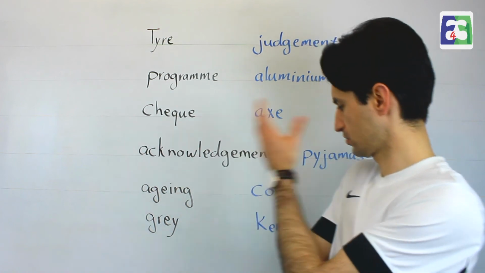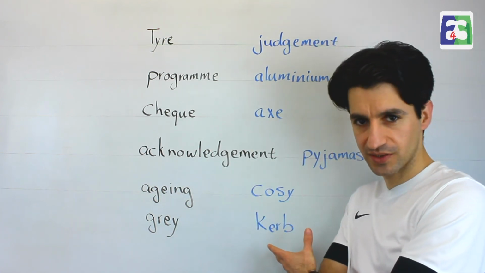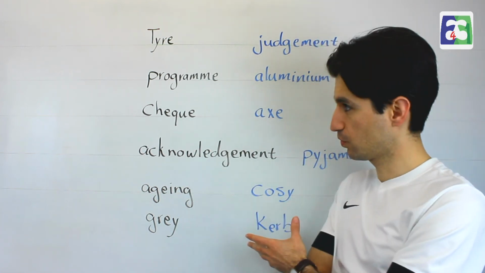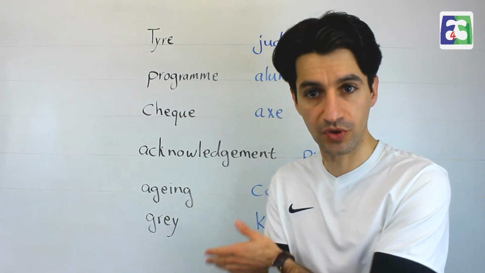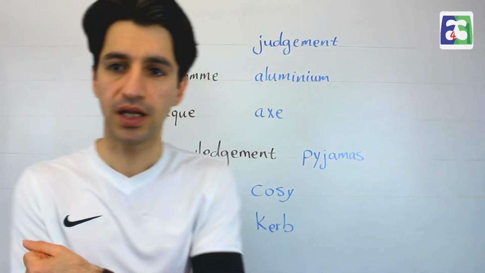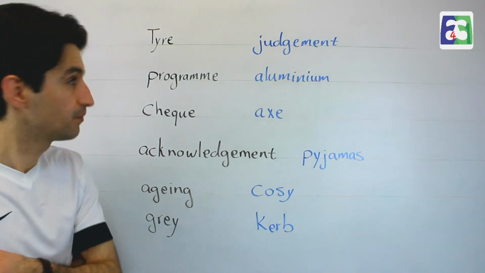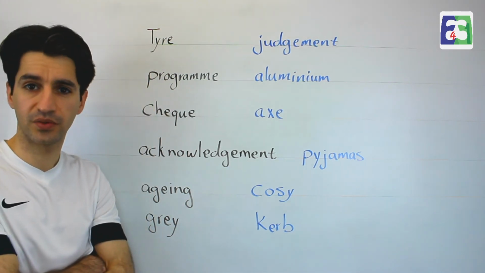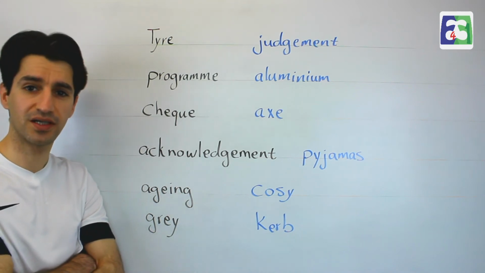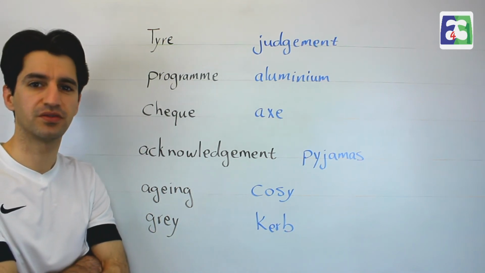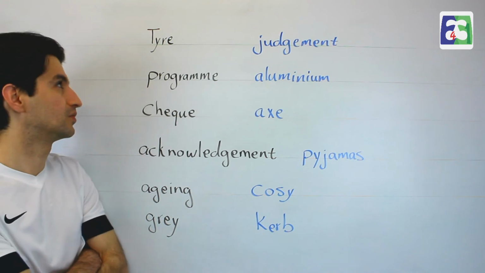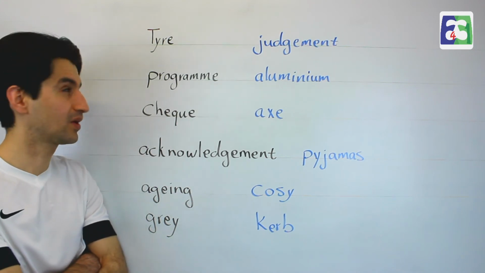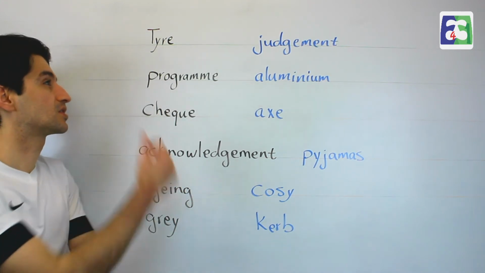In British, these are the ways they are written. We spell them this way in British English, but they are spelled differently in American English. Okay, for example, this one is T-I-R-E, okay? T-I-R-E is the right spelling if you consider American English. Okay, but in British English, this is the spelling.